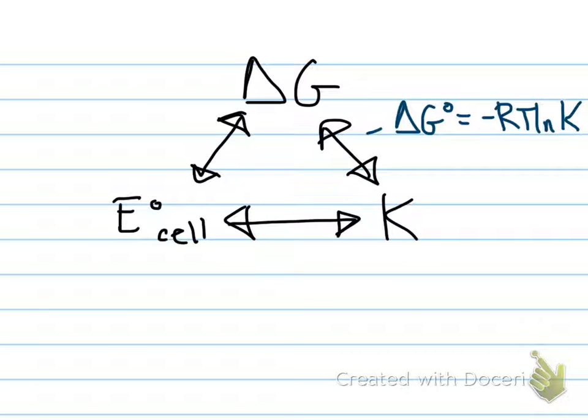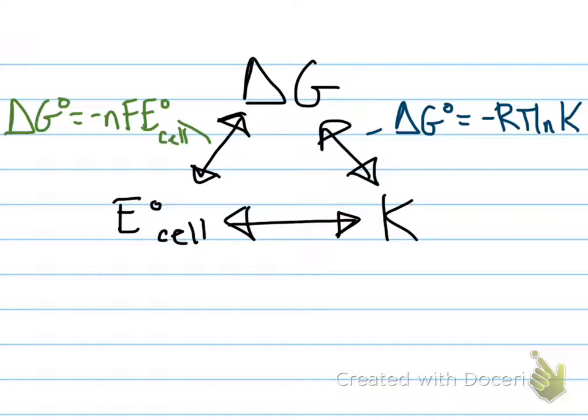We have already learned the relationship between delta G and K. We know that delta G is equal to negative RT ln K. The book derives the relationship between delta G and E cell on page 878. The AP exam will actually give you the equation that allows us to convert between delta G and our cell potential, and that's negative N F E cell.